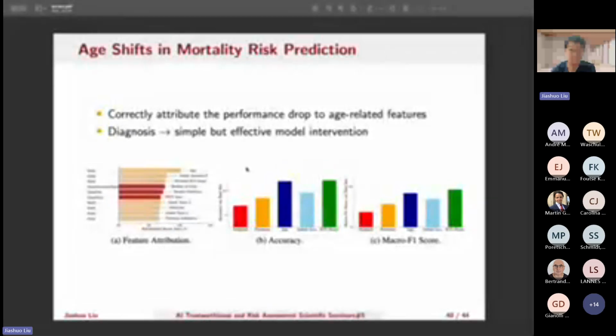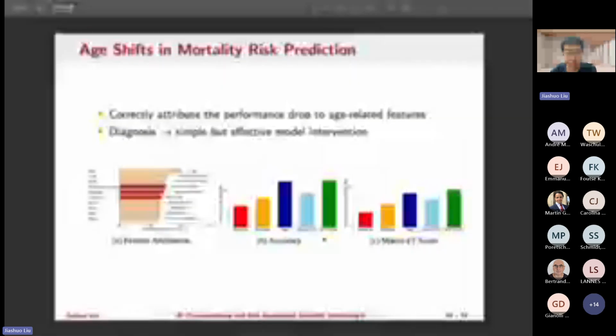More importantly, in the last two figures, we show that based on this diagnosis, we can achieve simple but effective model intervention. For example, if we find age is the most important feature, then we can do some simple balancing in the training data. For example, we can balance the different age groups by doing some sample reweighting, and then we can retrain the model.